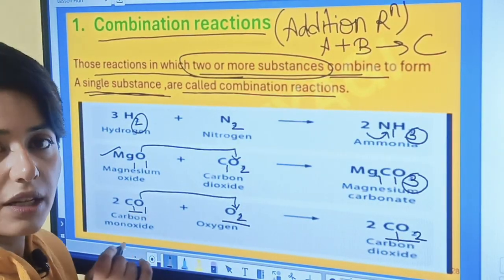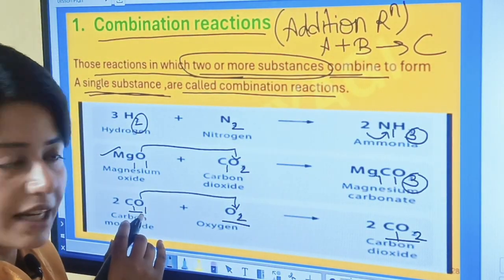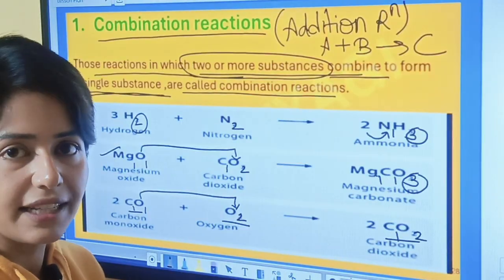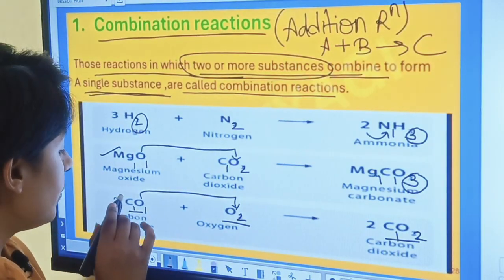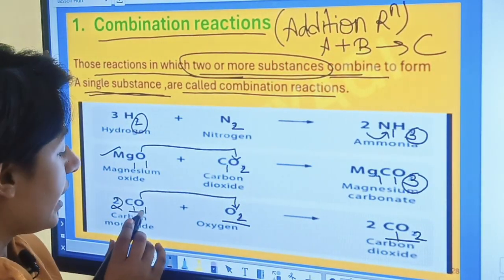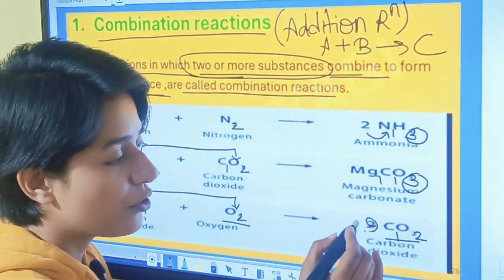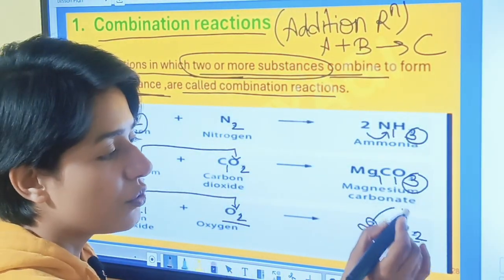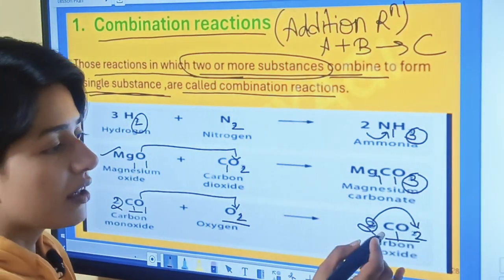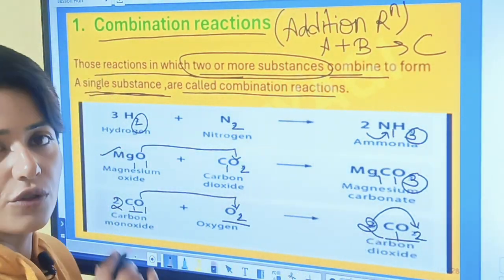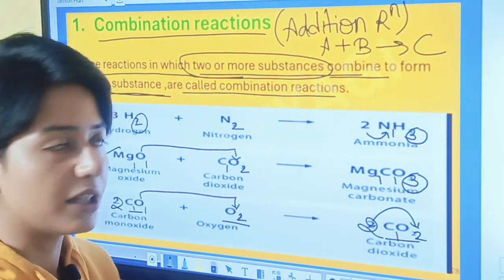First we multiply this one oxygen atom by 2 so that we get an even number. Then we multiply 2, we get 2 and 2, overall 4 oxygen atoms. So we have to multiply it also by 2, 2 and 2, 4. Carbon atom 2 and carbon atom also 2. So now it is a balanced equation.